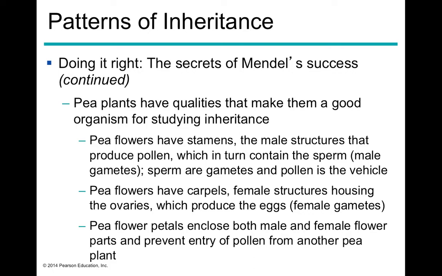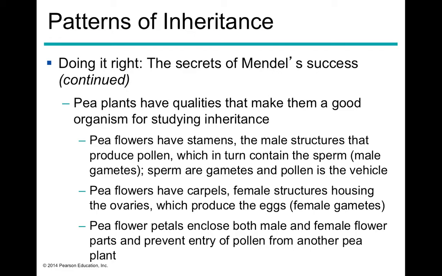So pea plants actually make a really good organism for inheritance studies because they have stamens, which are the male structures, and those are going to produce pollen, and inside the pollen they're going to have sperm. Sperm are going to be male gametes, right? And pollen are basically the vehicle for those gametes. And then the pea flowers also have carpels, which are female structures, and they have the ovaries, which produce the eggs. So they do have sperm and eggs, and they are going to end up undergoing sexual reproduction.